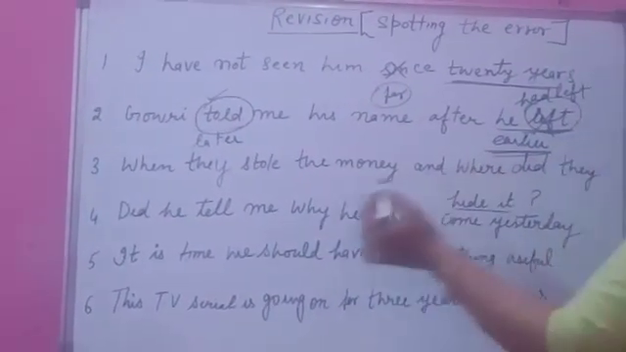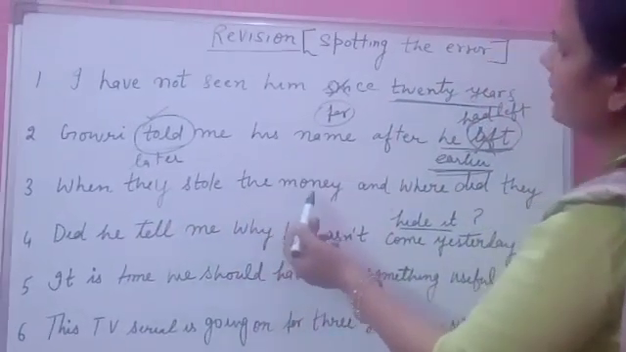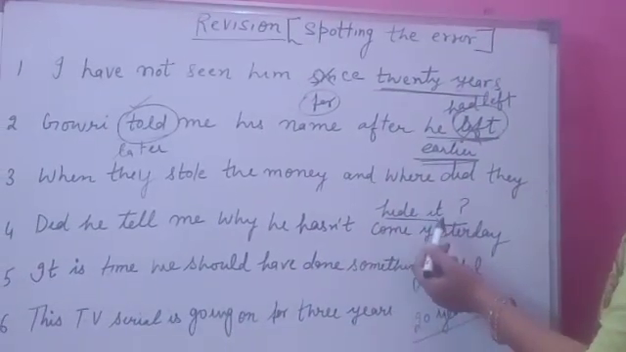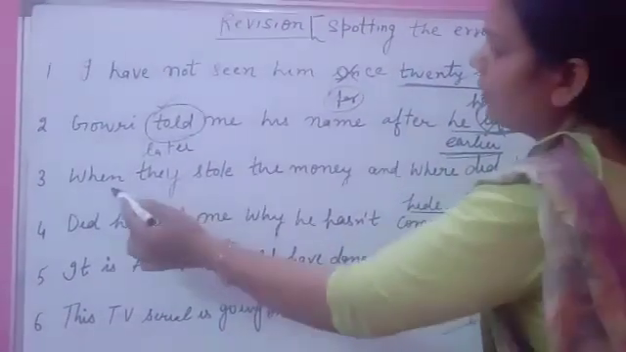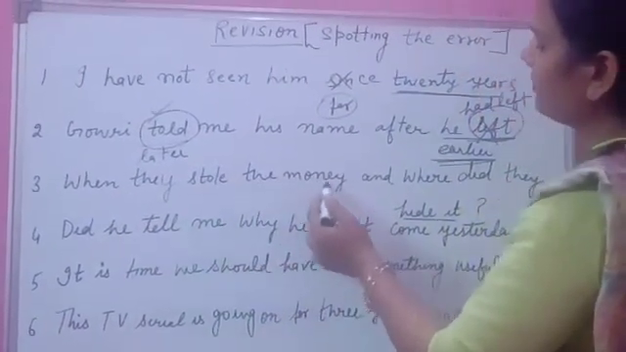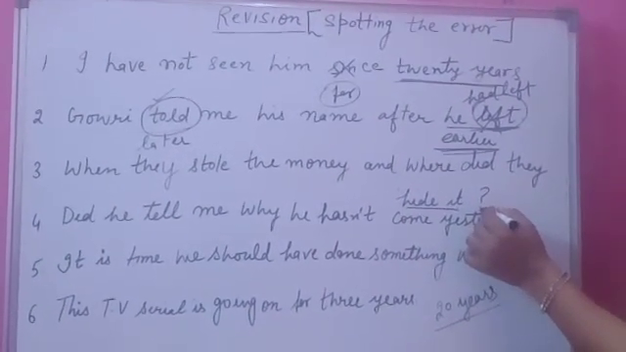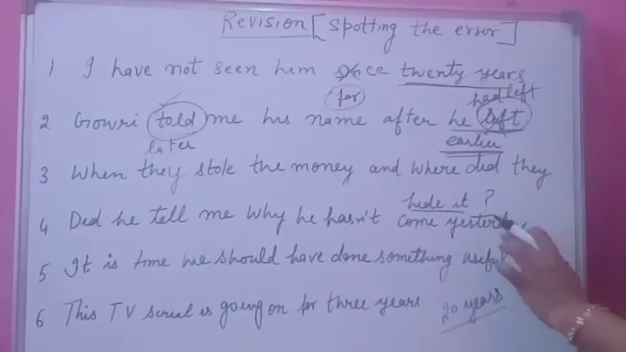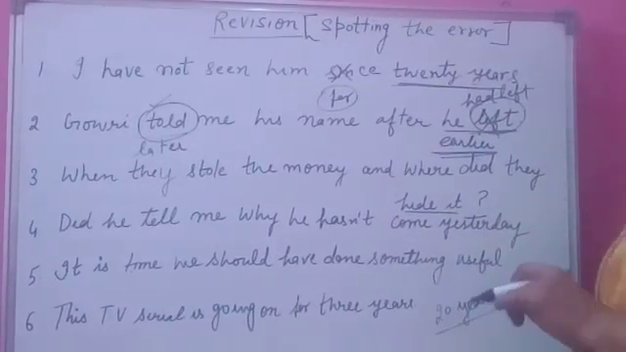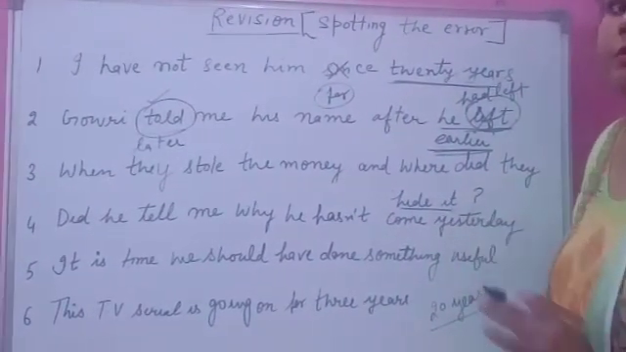Clear? In the third: "When did they stole the money and where did they hide it?" Now this sentence is also in past tense. You can see at the end of the sentence there is an interrogative mark. And in an interrogative sentence we always use the first helping verb and after that we use the main verb.